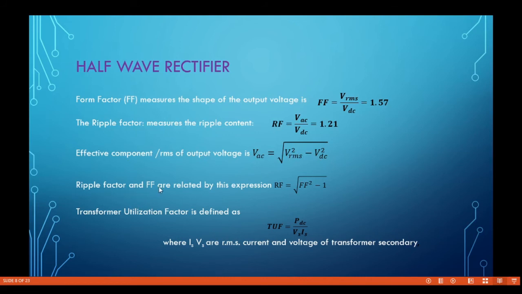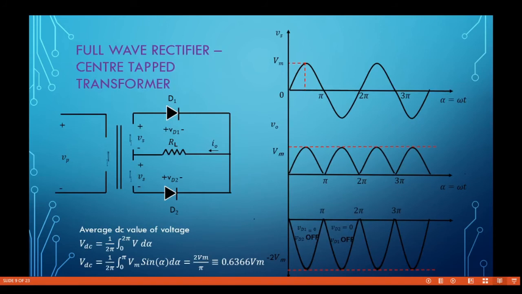The ripple factor and the form factor are related by this expression: RF is equal to under root of FF squared minus 1. This formula has been derived by taking out VDC and dividing by VDC, that is divided by VDC squared. So you can get the value of FF squared minus 1. Now the next one is the transformer utilization factor, defined as the DC power over the input RMS current and voltage value of the secondary transformer.